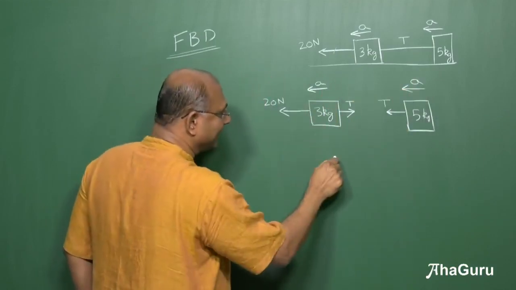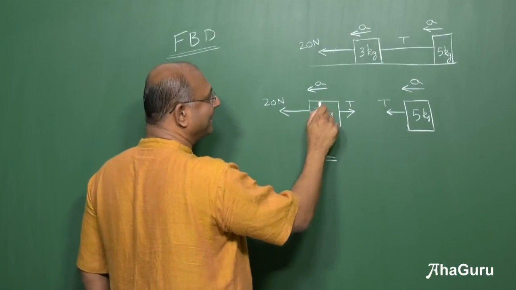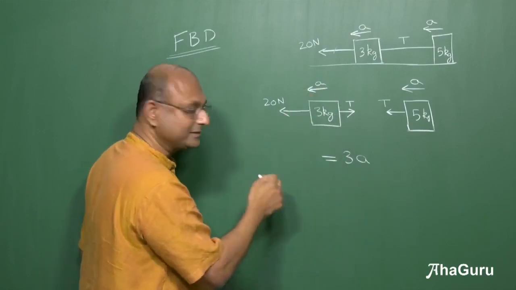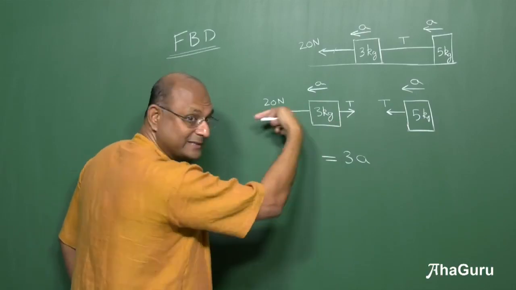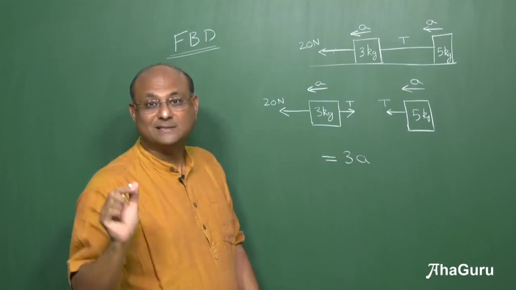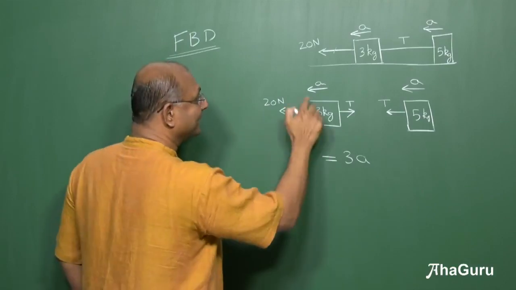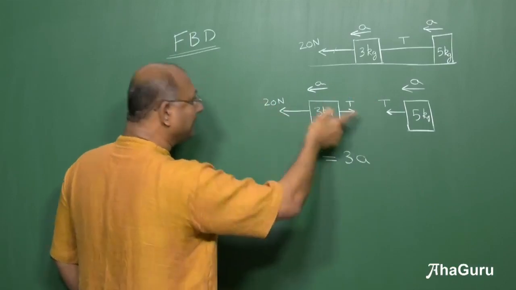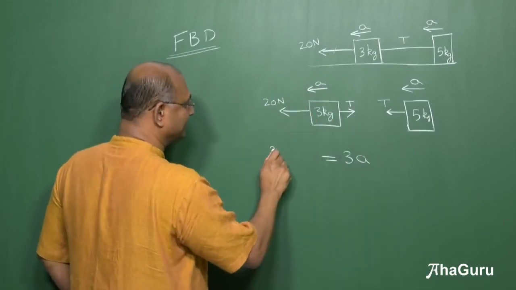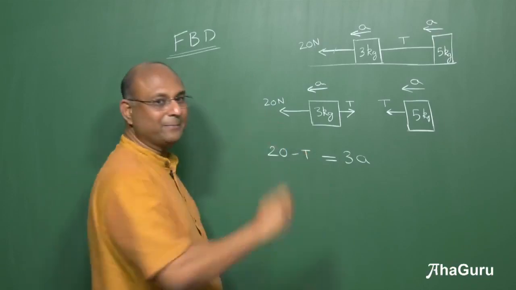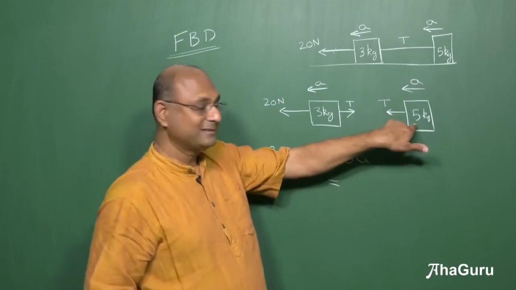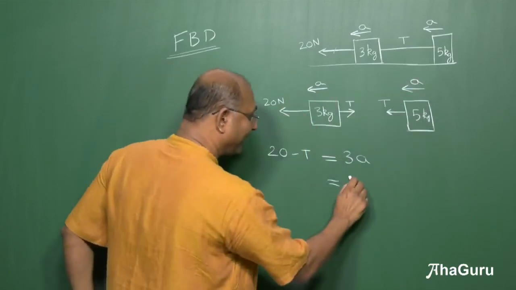For this object, let us write mass into acceleration. Mass into acceleration must be the net force on this side. Notice, I am always writing MA first. Then I'll write net force. Mass into acceleration. Should I write T minus 20 or 20 minus T? I should write in this direction, 20 minus T. Very good. So this is 20 minus T. Now let us take that fellow. That has a different mass. Same A. So 5A.